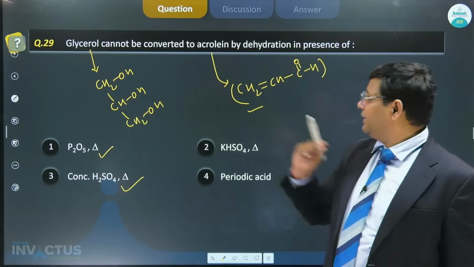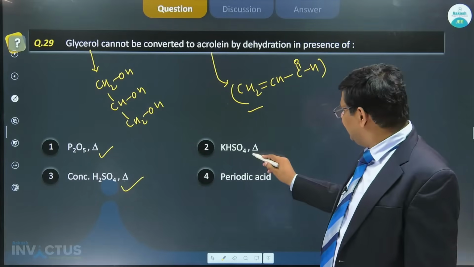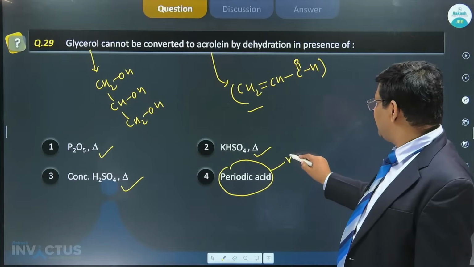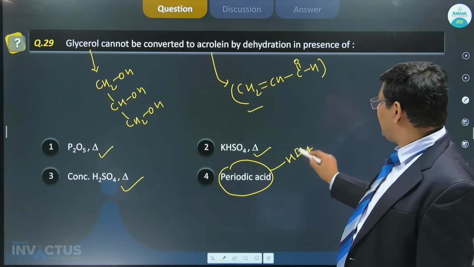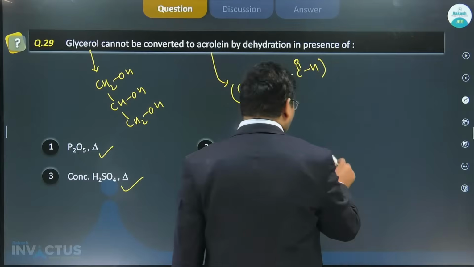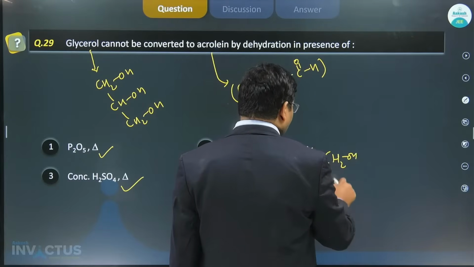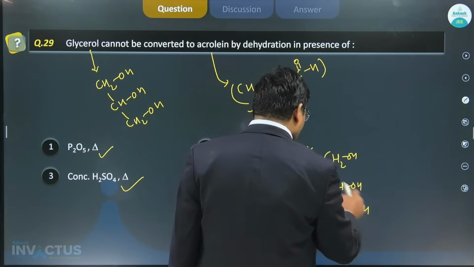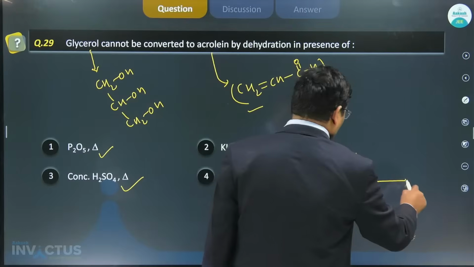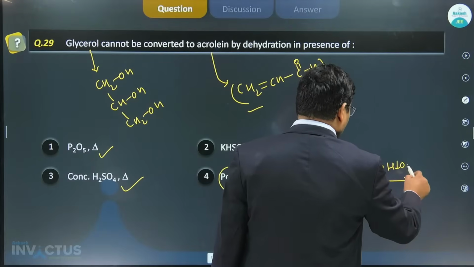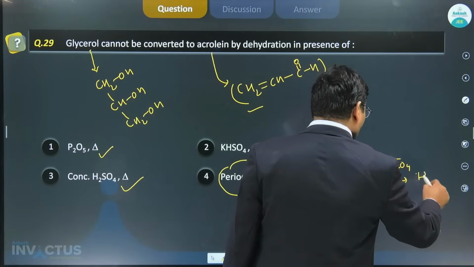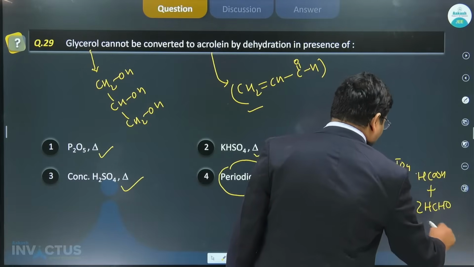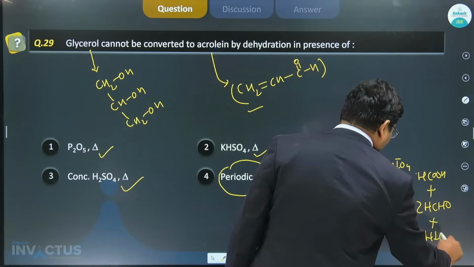This will give acrolein, it is again a dehydrating agent, right? The only thing is the periodic acid, which is HIO4. So HIO4 with glycerol will not give acrolein, because it will oxidize this molecule in this way. 2 moles of HIO4 will be used, and after that, 1 mole formic acid and 2 moles formaldehyde, plus 2 moles HIO3 you will get.